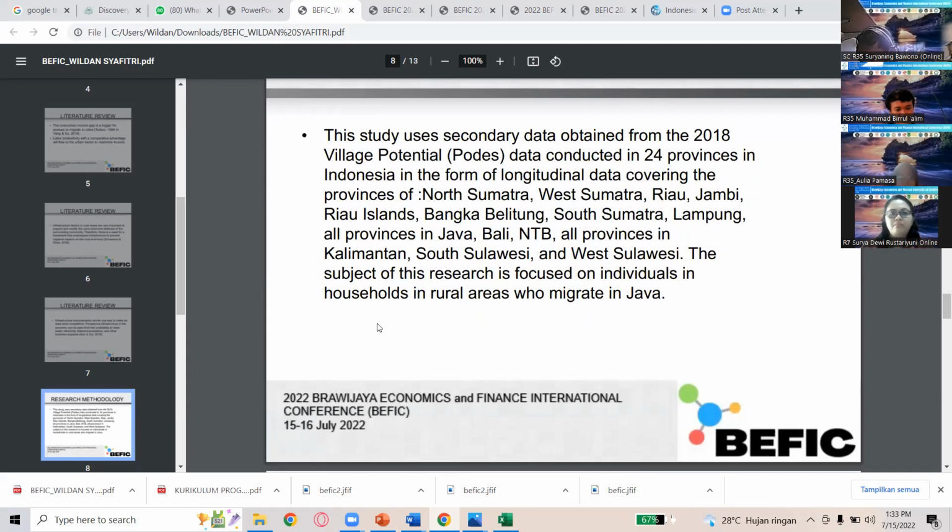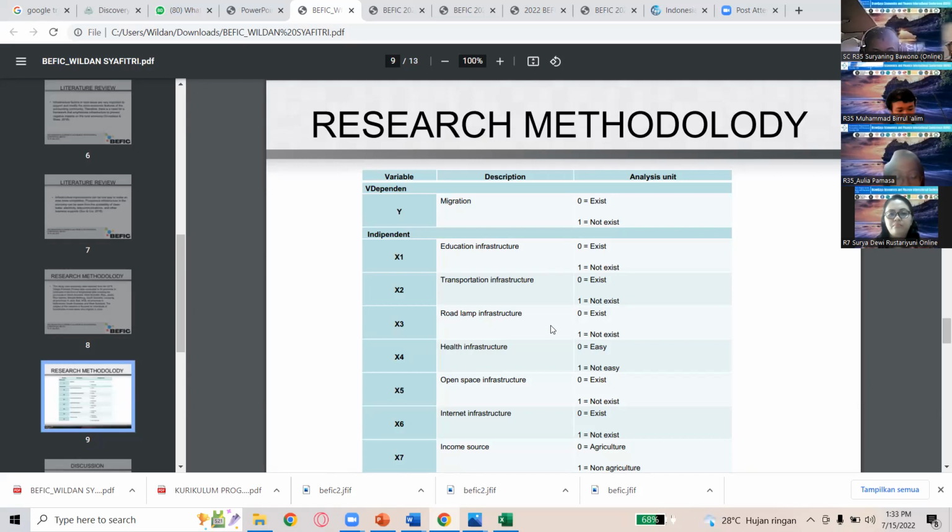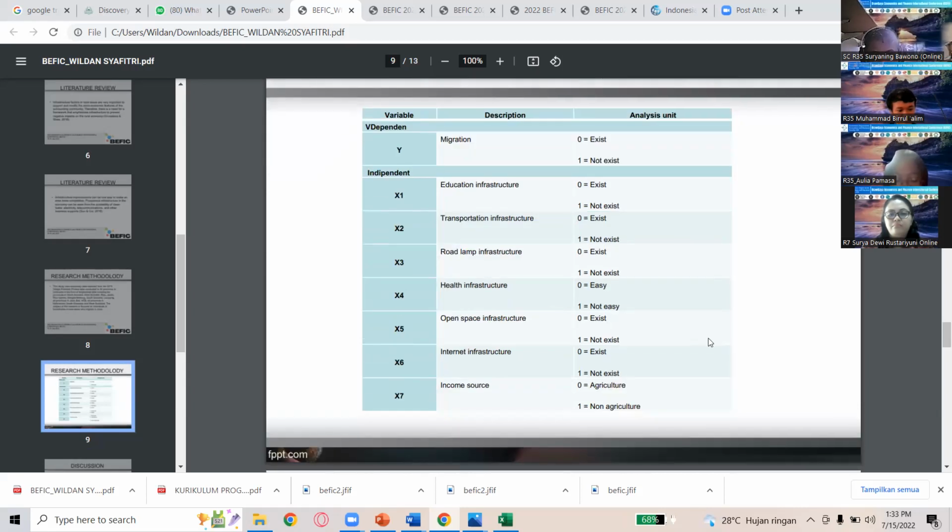In our research methodology we use a logit, logistic function, with migration as the dependent variable. The independent variables are infrastructure, meaning infrastructure for education, transportation, roads, health, open space, and internet infrastructure, and also income. The main income source is typical of the village population: whether they tend to be in the agriculture sector or not. If 50% of people live in agriculture, we have 0, and non-agriculture we have 1.